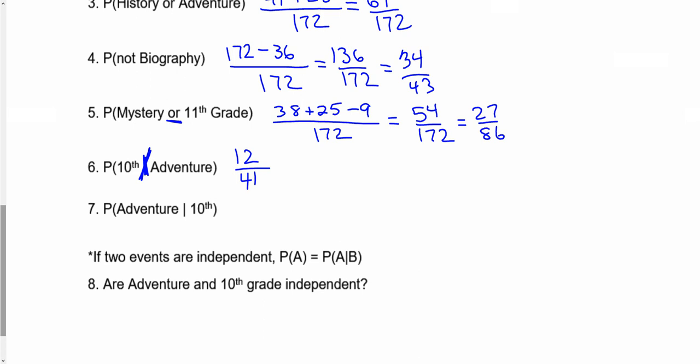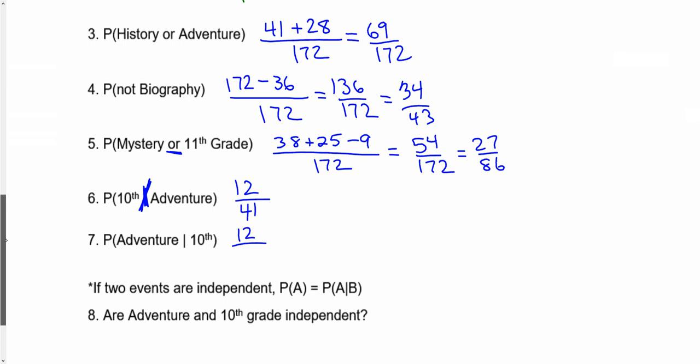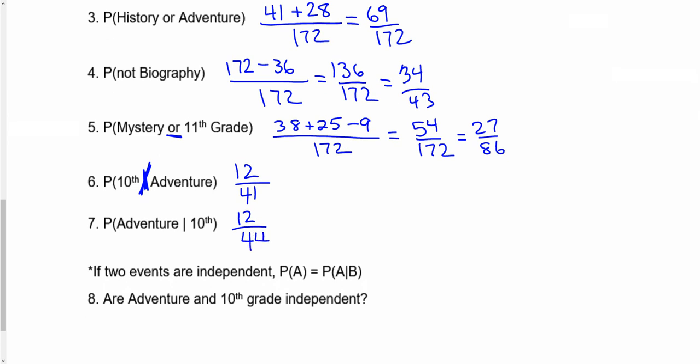Now if we switch it, adventure and then 10th, that changes just a little bit. The intersection is still the same though, right? Still 12. But out of how many people this time? Yeah, this time it's out of 44. And I know that because the second one is always the bottom number. And that reduces to 6 over 3 over 11. So it's 3 out of 11.